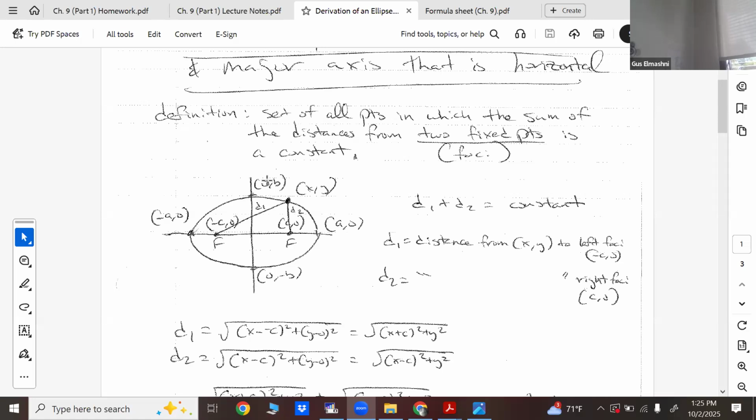From the major axis, we'll call it a comma 0, negative a comma 0. For the minor axis, 0 comma b, 0 comma negative b. Okay. Any questions of what is happening here first? Okay, that's what's happening.